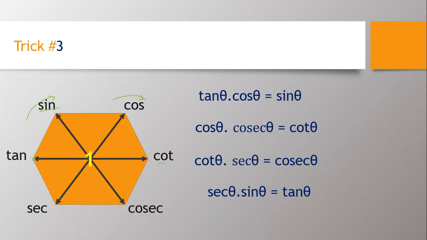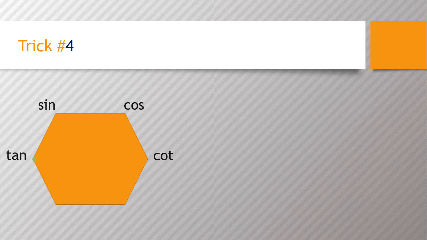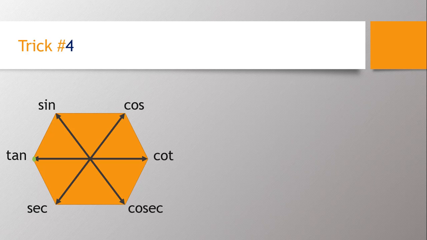Let's move on to trick number 4. Again we draw the hexagon and write tan over this vertex. Tan is equal to sine over cos. Now opposite tangent we write cotangent and then we write cosec, as all c's need to come together, and then we write the last trigonometric function, that is secant, over here. Drawing the diagonals and writing one in the center.